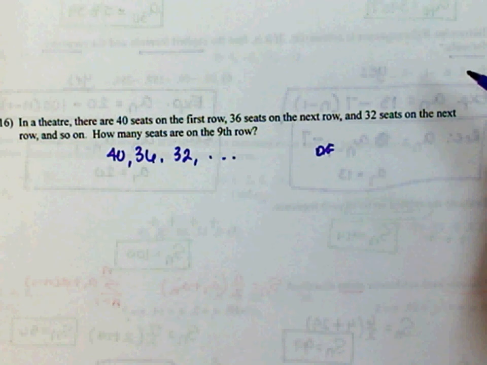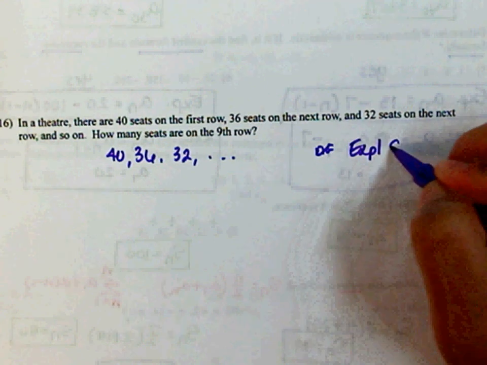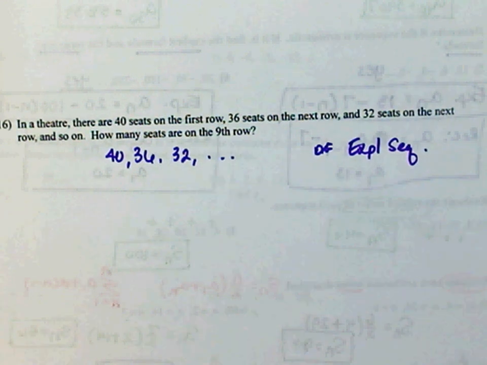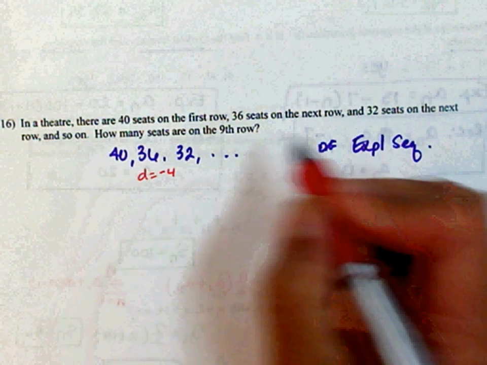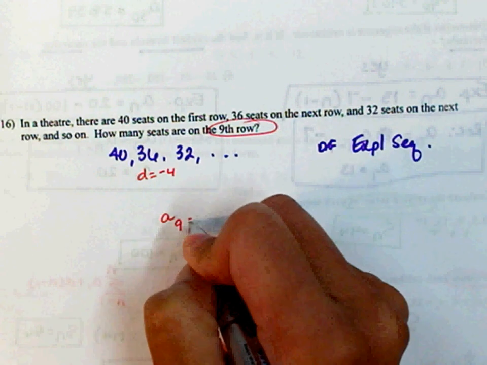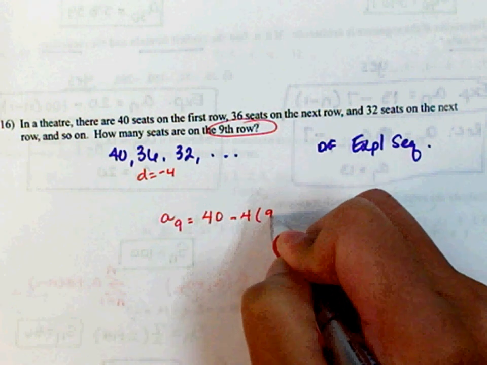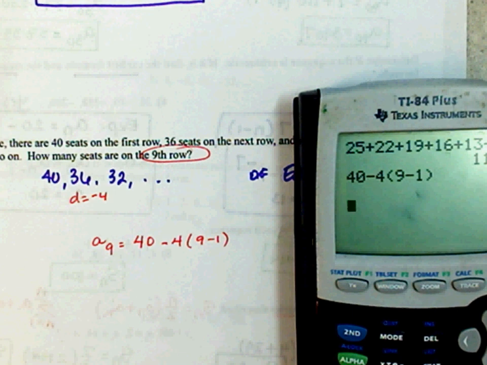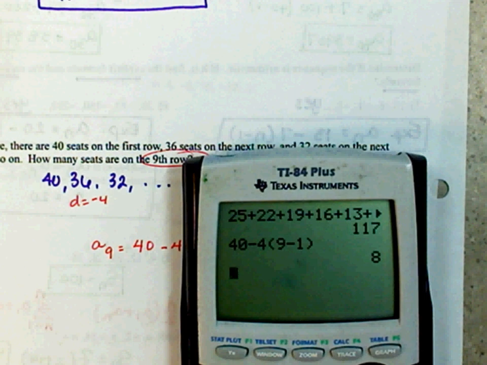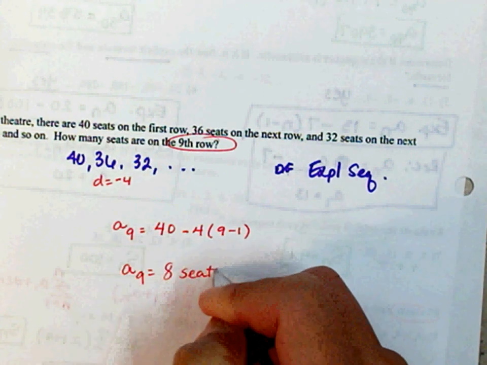I'm looking for exactly the ninth one, so I'm going to use your explicit sequence formula. All right, so here we go. You know you're going down by 4, so D is equal to -4. And I want to know the ninth row, so A sub 9 equals your explicit formula. First term is 40, your D is 9 minus 1, just like that, okay? So 40 minus 4, 9 minus 1, just like you see it typed. So, how many seats are on the ninth row? Ninth row will give you 8. And there you have it.